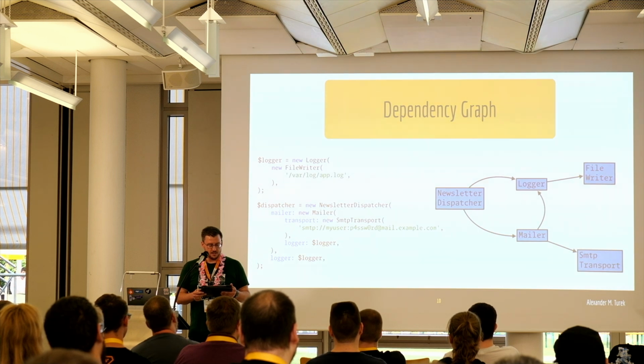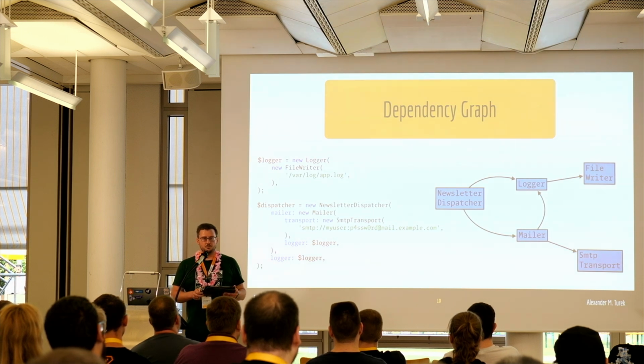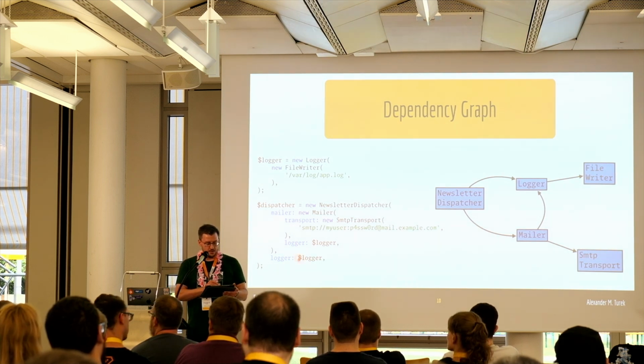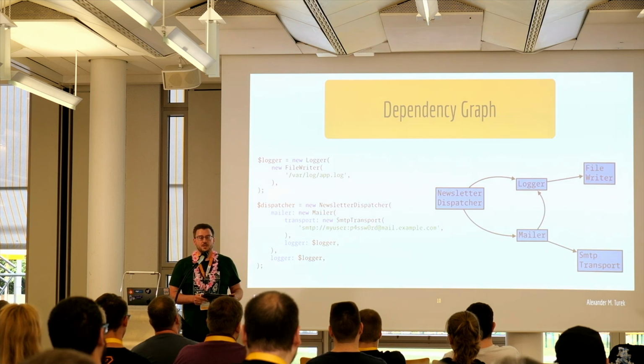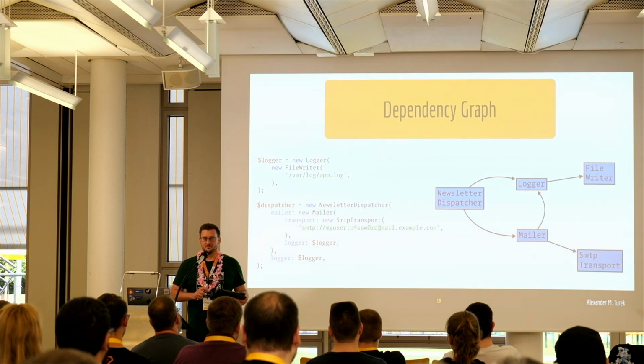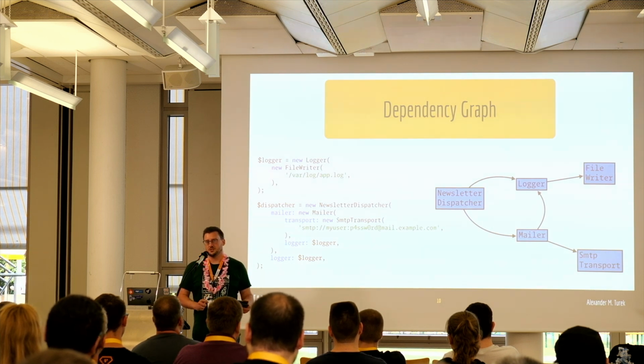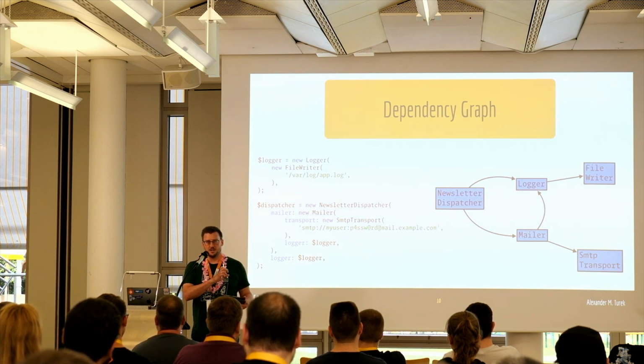And in that case, whenever I need to use a newsletter dispatcher, I would need to construct all those objects, although I just want to send a newsletter. So this is the code that we see here. This is all the code that I need to actually create this newsletter dispatcher. And this is probably not what I want to do if I only want to send a newsletter. So the problem of constructing the dependencies is not gone. It's just moved somewhere else. It's moved to the place where I need the topmost dependency.